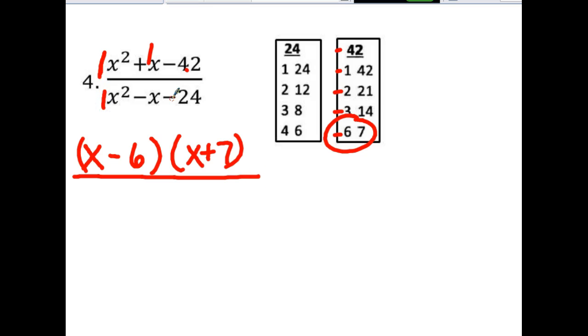Multiply the first number times the last number, and you get negative 24. Will any of those add up to get me a negative 1? Any of those pairs of numbers add up to get negative 1? What does that mean? It means that this does not factor. It means that this does not cancel.